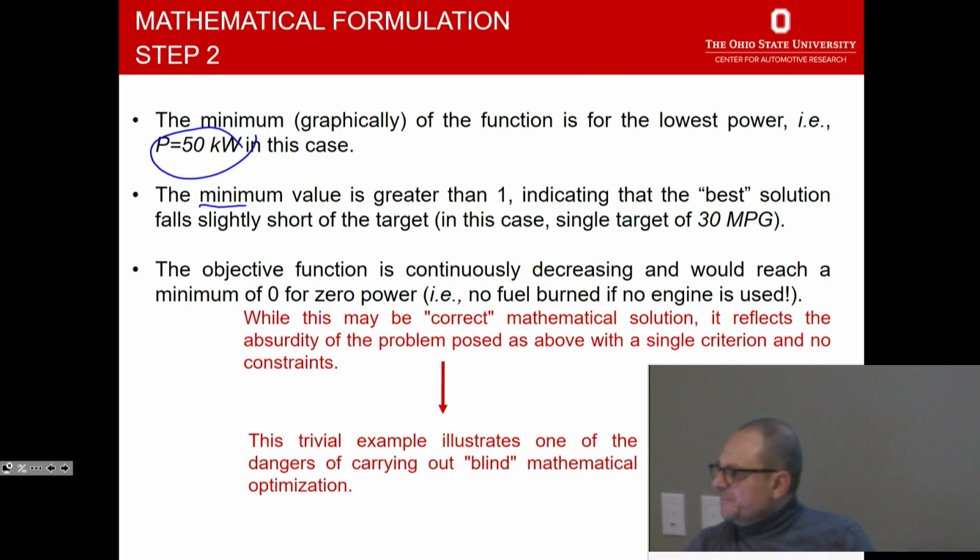So that's what this means. The minimum value is greater than 1. We are not quite capable of meeting our target. Okay. Now, there is another solution.